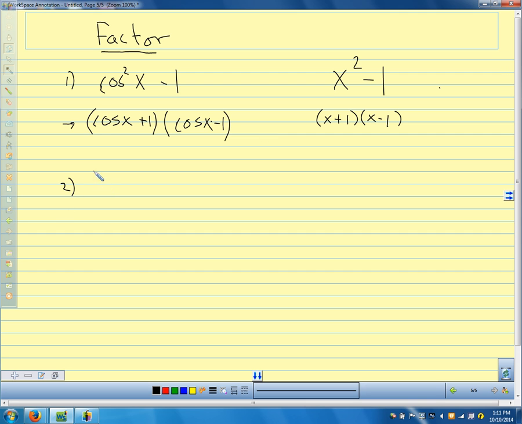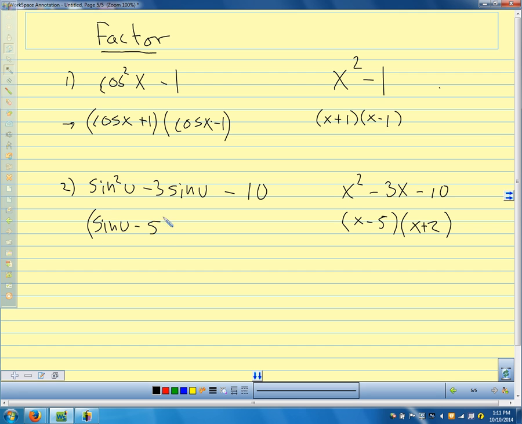All right, next one. We want to factor sine squared u minus 3 sine u minus 10. We can think of this exactly like x squared minus 3x minus 10. So how would we factor this thing? How does this factor? x minus 5 times x plus 2. That gives me my negative 10, and adding these two gives the negative 3. This is the same thing, but instead of an x, we have a sine. So this is going to be sine u minus 5 times sine u plus 2.